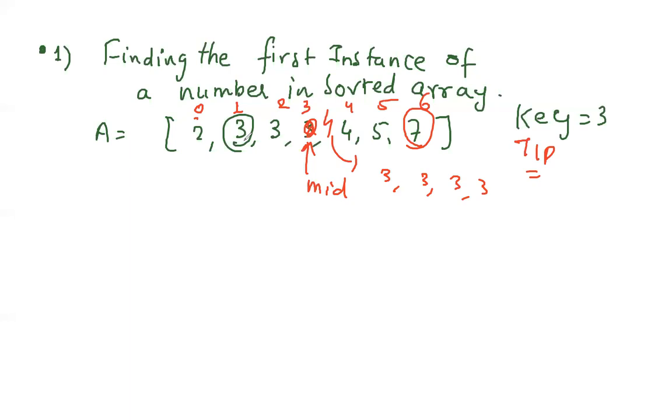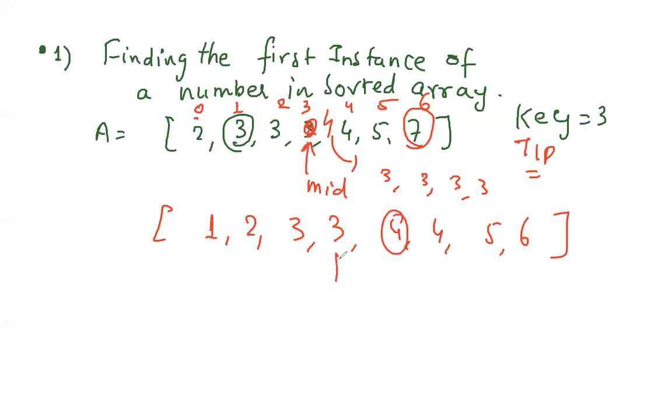What if the array was, let's say, 1 2 3 3 4 4 5 6, and we are looking for the first instance of 4? In this case, mid will be here, and a[mid] is less than the key we are searching for. That means you have to discard the entire left hand part, because the first instance of the key cannot be on the left hand side.